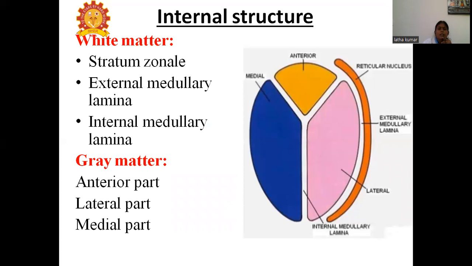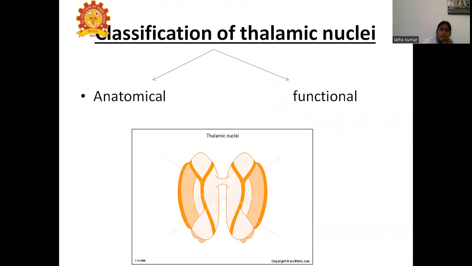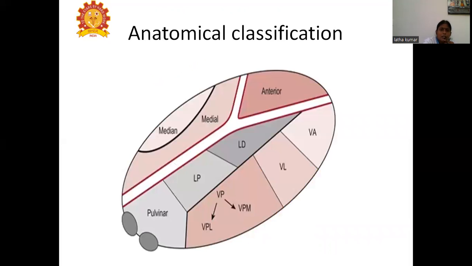Okay, so the next one is the gray matter. The major part is gray matter, and it is divided by the Y-shaped white matter into three masses: anterior part, lateral part, and medial part. So next is the classification of thalamic nuclei. It is classified anatomically and functionally. The anatomical classification consists of the anterior nucleus, lateral nucleus, and medial nucleus.